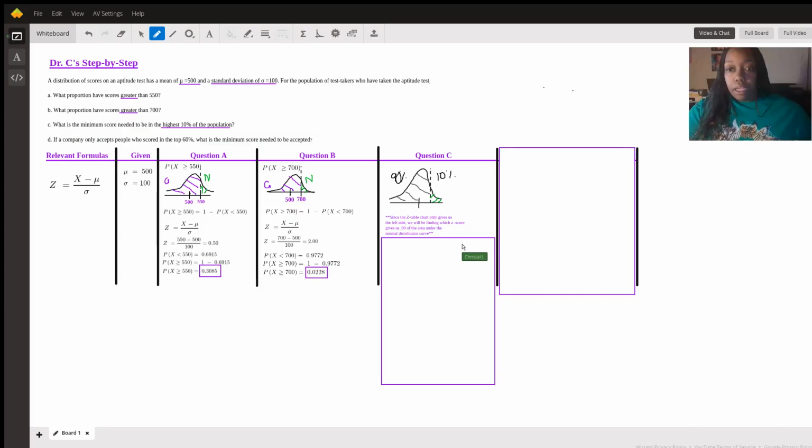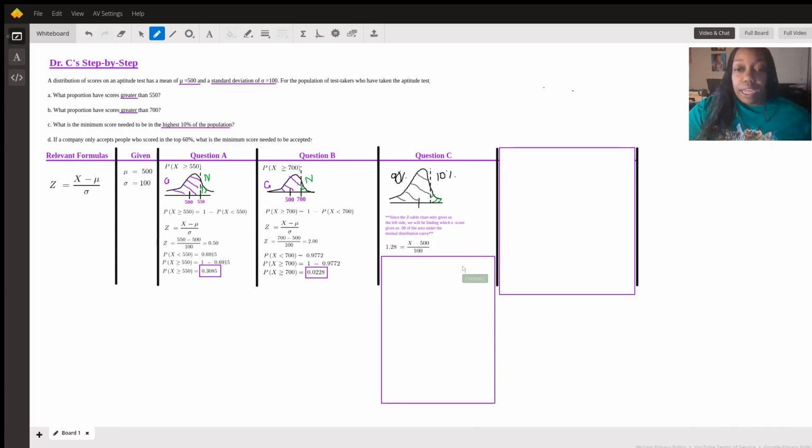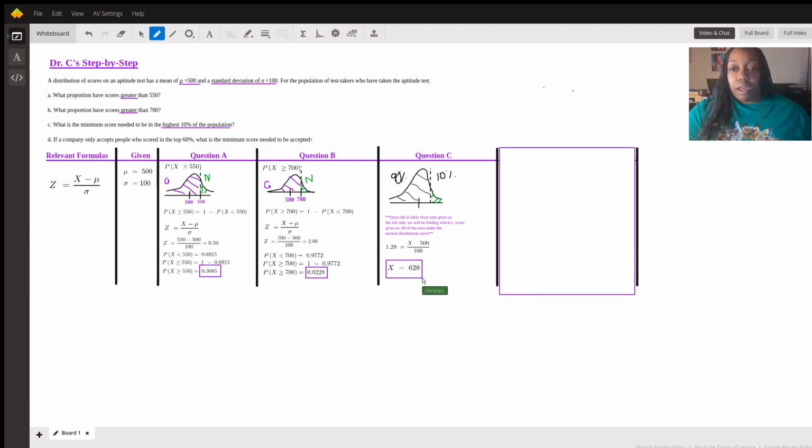Okay, so when we do that, we're going to plug it in here. We need to solve for x. So we have 1.28 equals x minus 500 divided by 100. And when we do that, that gives us an x equals about 628.